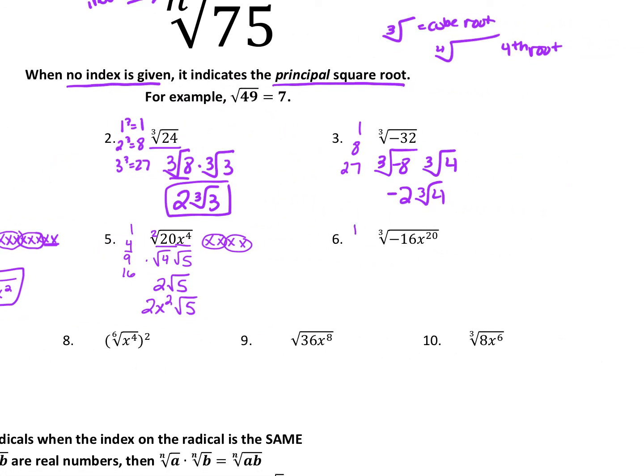All right, 16, again thinking about my perfect cubes, 8 goes in there, so I'm going to have the cube root of negative 8 and the cube root of 2. And then I have 20 x's. I could write out all 20 and find the groups of 3, but let's think about it a different way. What's 20 divided by 3? It's 6 remainder 2, because 6 times 3 is 18 and I would have 2 left over. So 6 x's are going to come out, and 2 x's are going to stay in, as well as this 2, and the cube root of negative 8 is going to become negative 2.